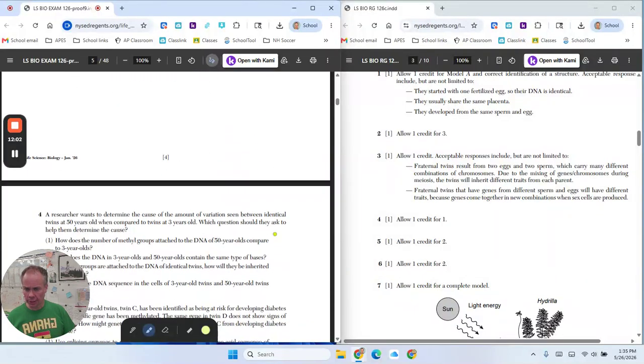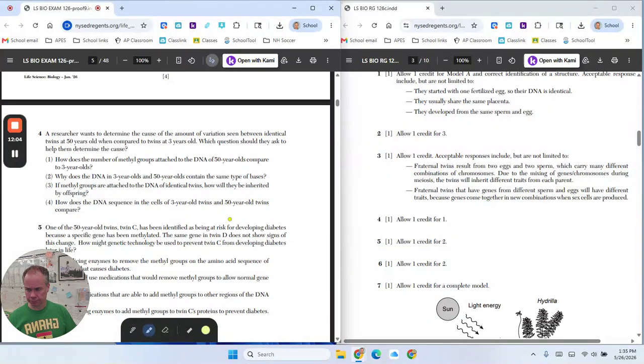So let's continue on and read the questions. Number 4, a researcher wants to determine the cause of the amount of variation seen between identical twins at 50 years old when compared to the twins at 3 years old. So I'm thinking, okay, 50-year-olds had differences in the electrophoresis pattern. The 3-year-olds didn't really have differences. So which question should they ask to help them determine the cause?